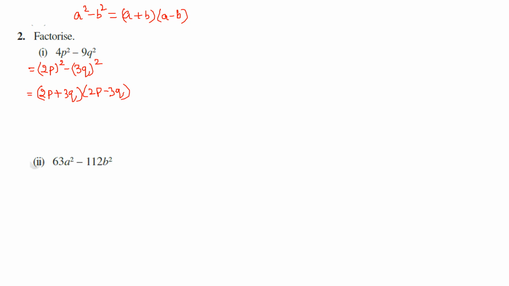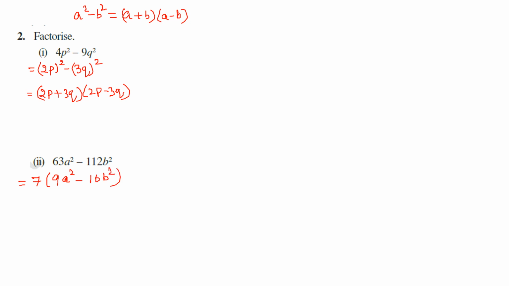Next question, 63a square minus 112b square. So 63 is not a square of any number. Even 112 is also not a square of any number. So it means I have to find the HCF of 63 and 112. Now 63 and 112 both come in the table of 7. So I can take 7 as my common factor. So 7 times 9 will give me 63, so 9a square minus 7 times 16 gives me 112.